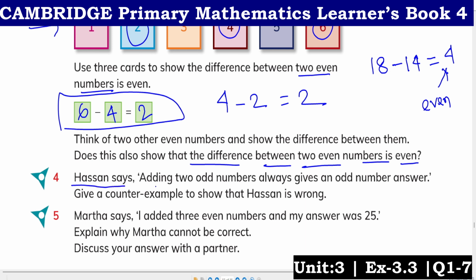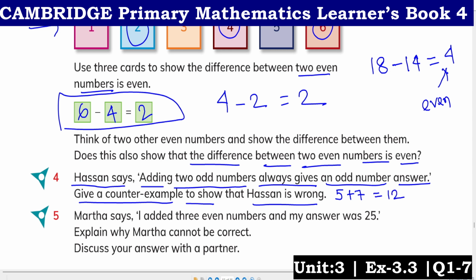Hassan says adding two odd numbers always gives an odd number answer. Give a counterexample to show that Hassan is wrong. Hassan is obviously wrong. Adding two odd numbers like 5 plus 7, both are odd numbers, but once we make the summation, we get an even number. The result is not odd. So we can say Hassan is incorrect.